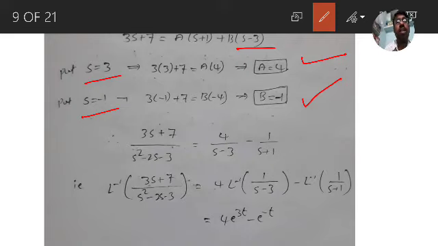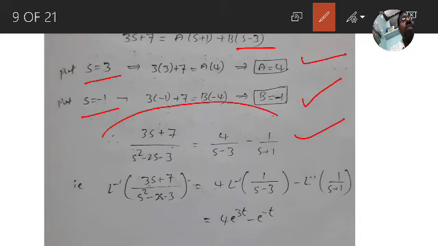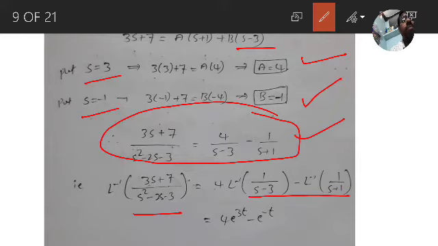Now substitute. 3s plus 7 by s square minus 2s minus 3 becomes a value 4 and b value minus 1: 4 by s minus 3 minus 1 by s plus 1. So by partial fractions we convert rational fractions into partial fractions. Now substitute and apply standard formula.